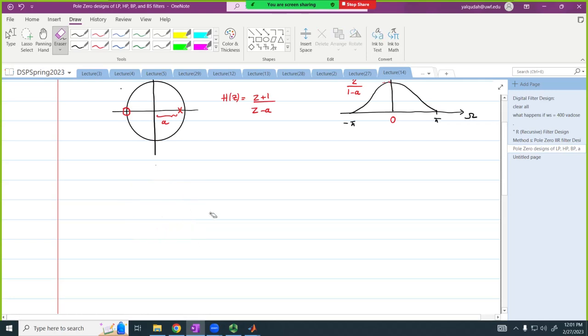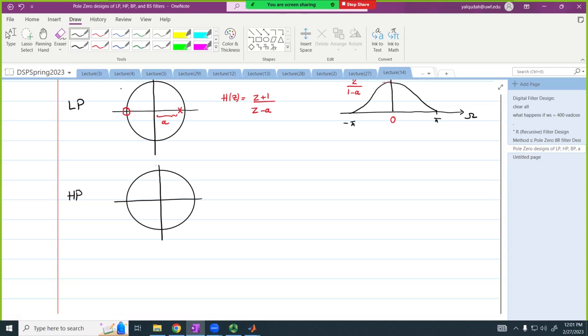Okay, let's do another, let's do a high pass filter, similar to this filter. And later on, we'll do a numerical example. So this is a low pass filter. We're going to have a high pass filter. If we're going to have a high pass filter, then what is the gain at very low frequency? 0.